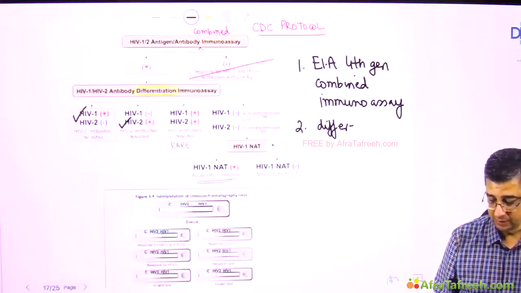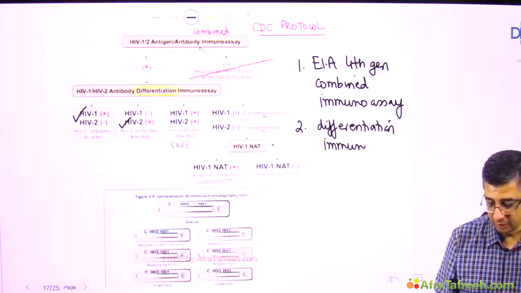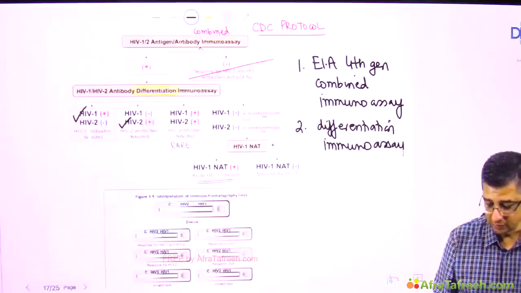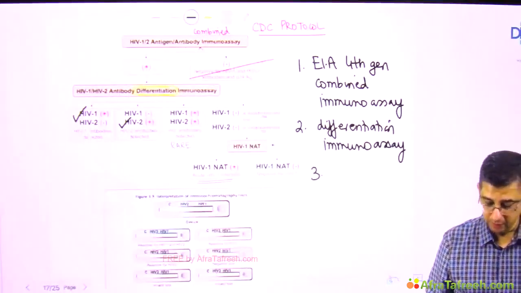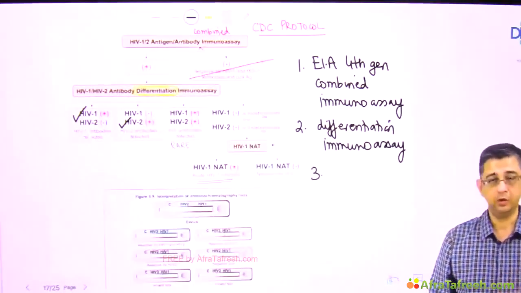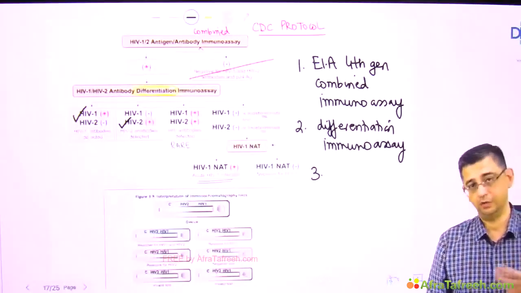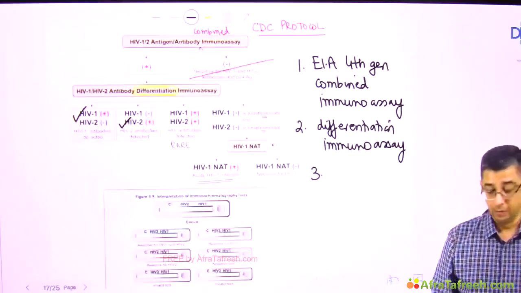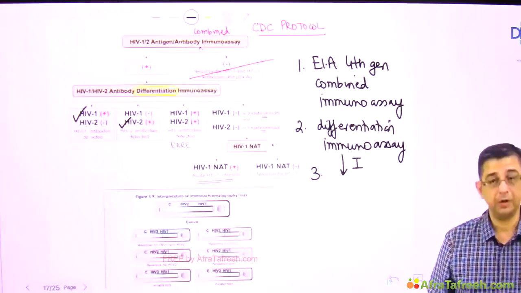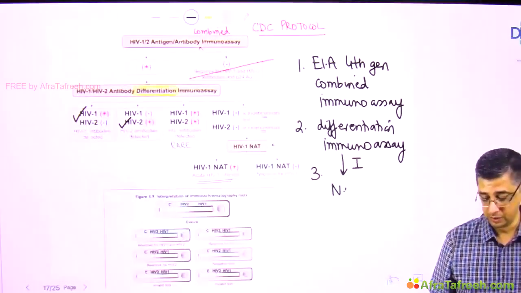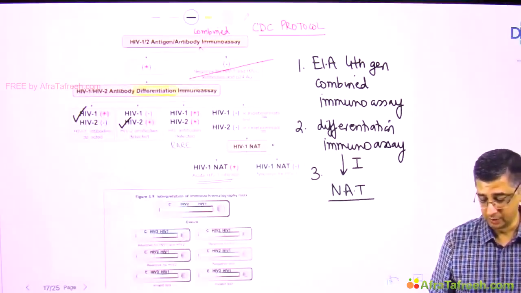But in this differentiation immunoassay, we are very particular in a sense that we now need to know which of the strains of HIV is causing an infection. In case this turns out to be positive for either of the two, cool. If it turns out to be positive for both, very, very unlucky chap. But in case it is an indeterminate report here, so I'm writing I, indeterminate, then the third test to be done in the patient is NAT, that is nucleic acid amplification technology, which is also called PCR.